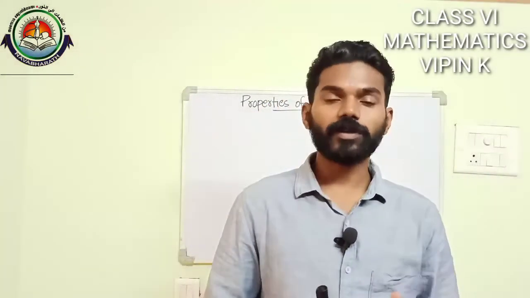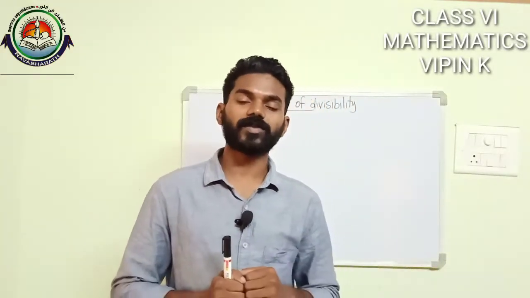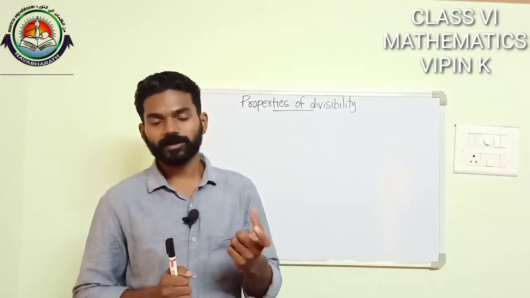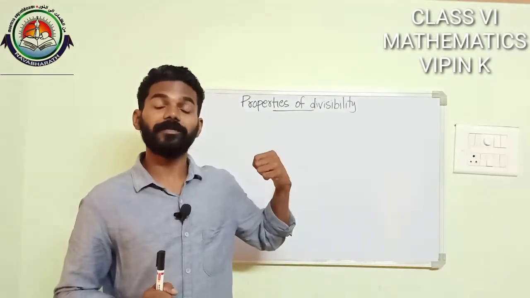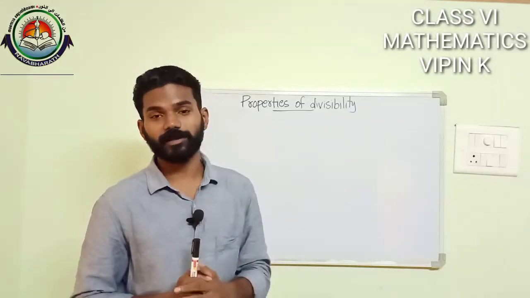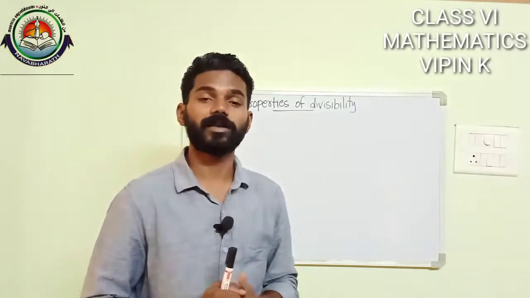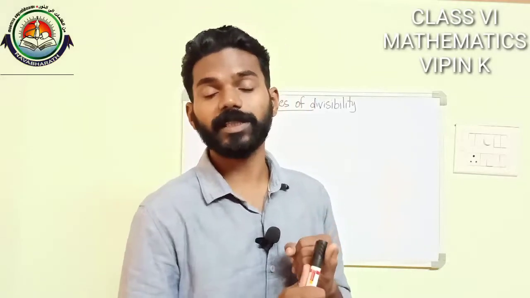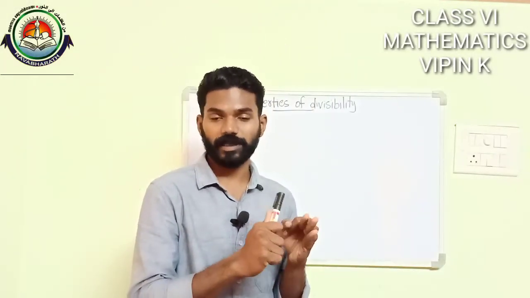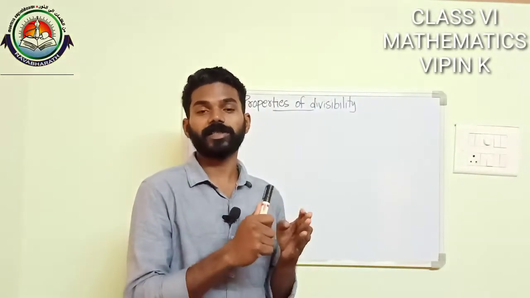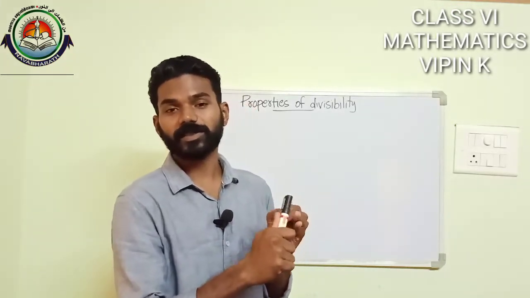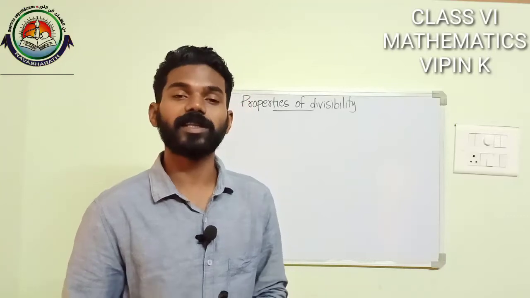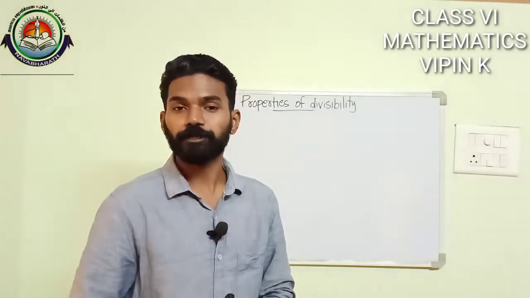Now, do you remember what we discussed in the previous classes? Yes, in the last class, we discussed divisibility by different numbers. We discussed divisibility by 2, 4, 8, then divisibility by 5, 10, then 3, 6, 9, and finally divisibility by 11. Okay.